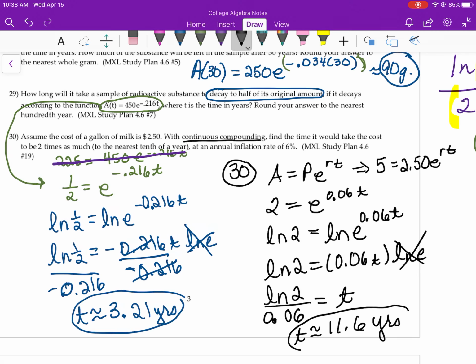So as far as rounding goes, if they don't tell you how to round, if it's time, it's typically 1 decimal place. Watch the directions. Sometimes they will tell you within the directions how to round.